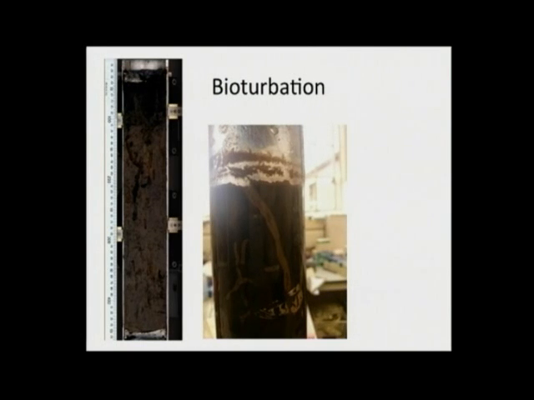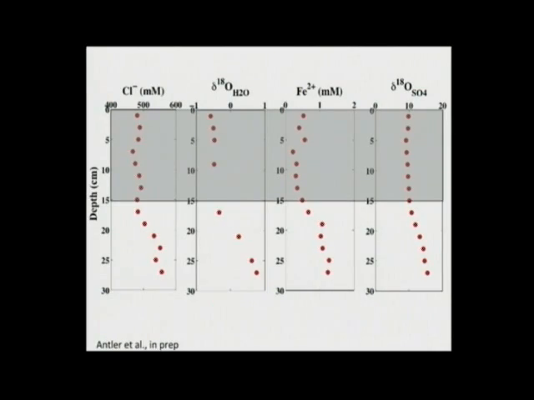So in the iron-rich sediment, we don't see evidence for bioturbation. Sorry, in the sulfide-rich sediment, and this is because the sulfide is toxic. But in the iron-rich sediment, we see a lot of bioturbation. So you can see it here. This is the pathway the worm went, and also in here you can see these black trails of the worm.